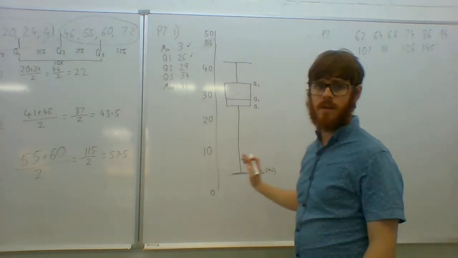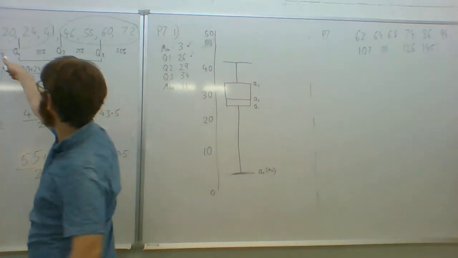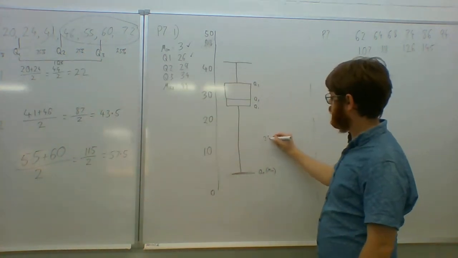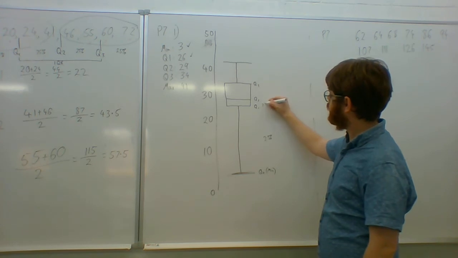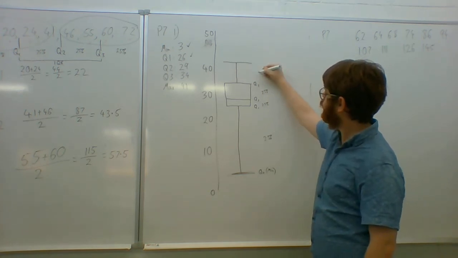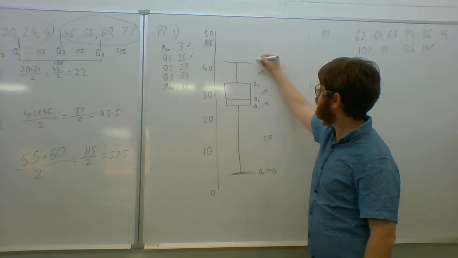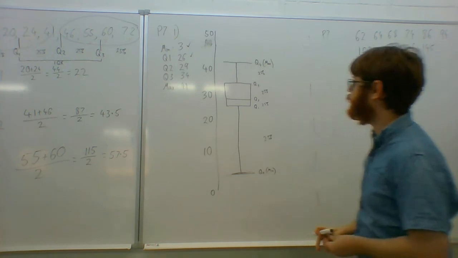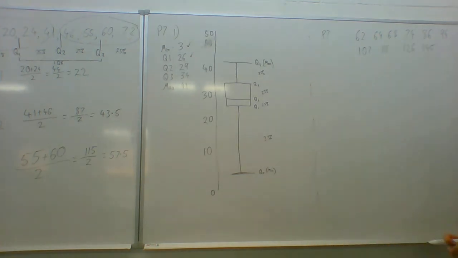Okay, so I said over here we have 25%, 25%, 25%, 25%. Here we have 25%, 25%, 25%, and 25%. And this is Q4 or max. Okay, so we have a box plot there.